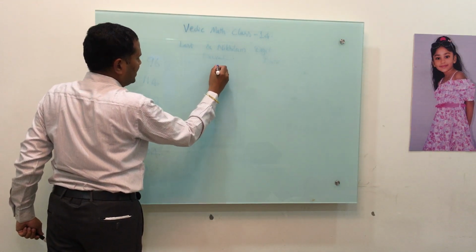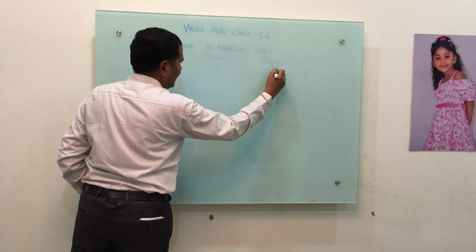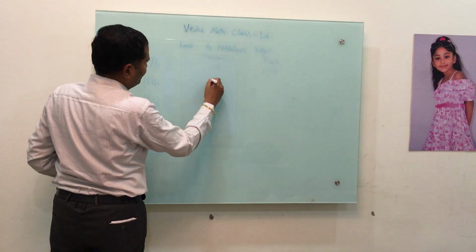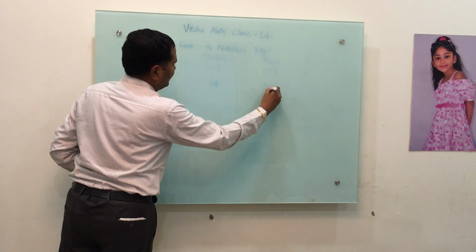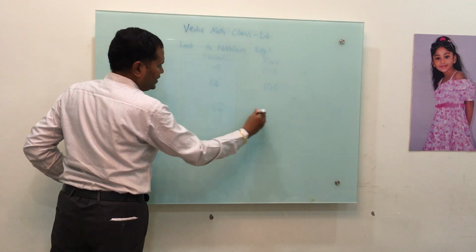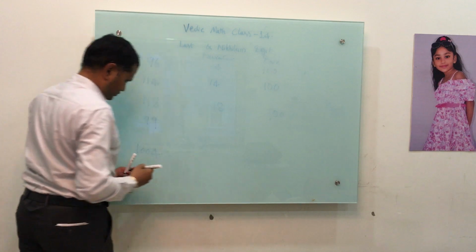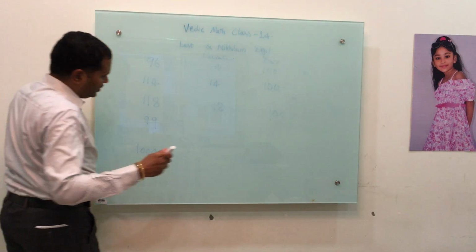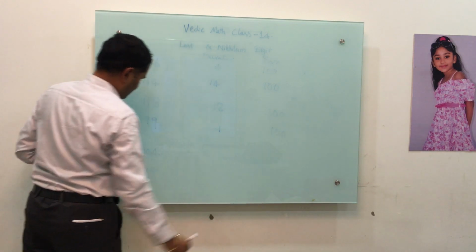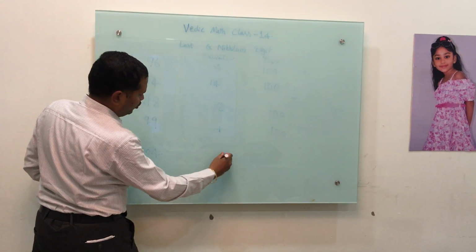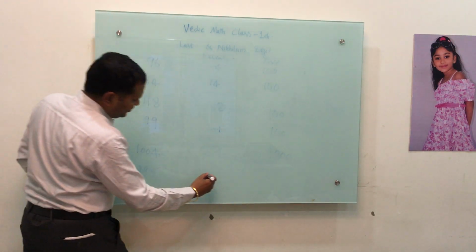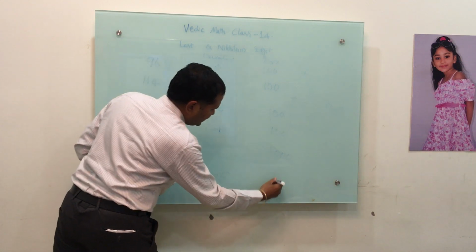Deviation from 96 is -4 and the base is 100. Deviation for 114 is 14 and the base is 100. Deviation for 118 is 18 and the base is 100. Deviation for 99 is -1 and the base is 100. Deviation for 1004 is 4 and the base is 1000. Deviation for 995 is -5 and the base is 1000.